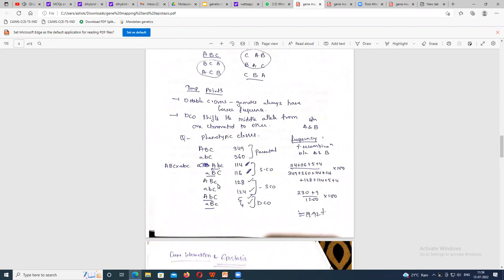Similarly, you can calculate between B and C. Similarly, you can calculate between double crossover also. If this is clear, we'll wind up the class.